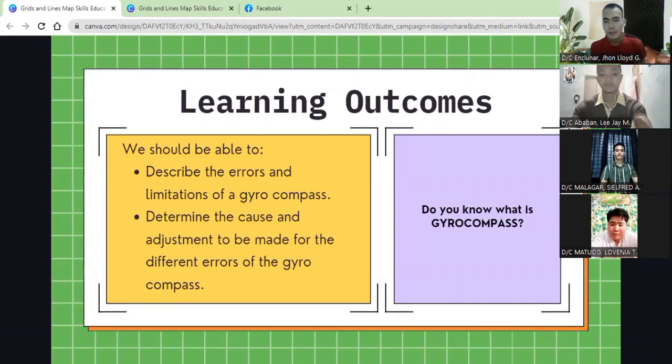What is a gyro compass? Do you know what a gyro compass is? A gyro compass is a non-magnetic compass in which the direction of true north is maintained by a continuously driven gyroscope whose axis is parallel to the Earth's axis of rotation.